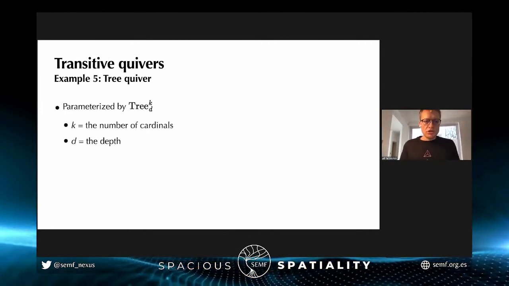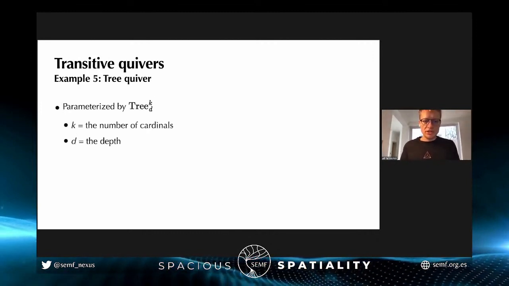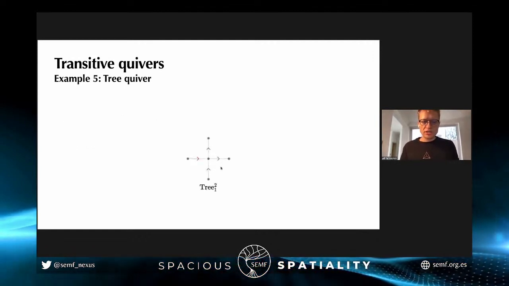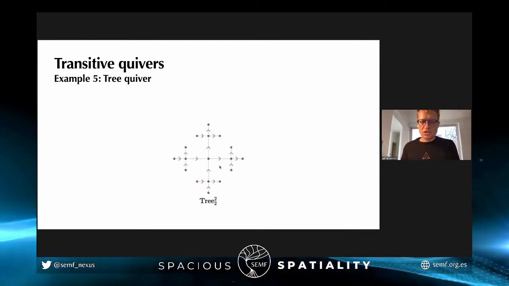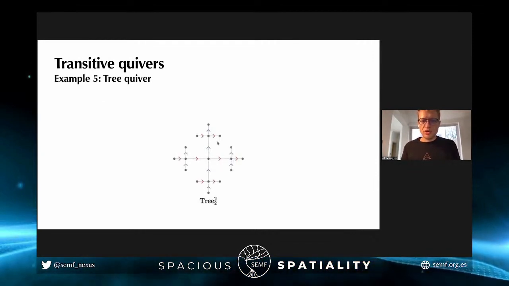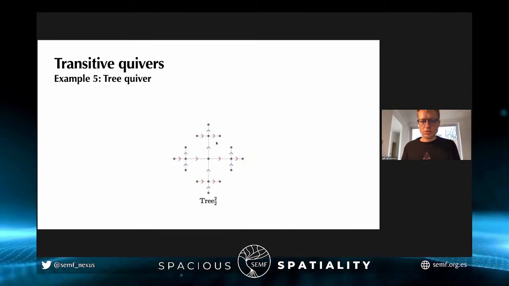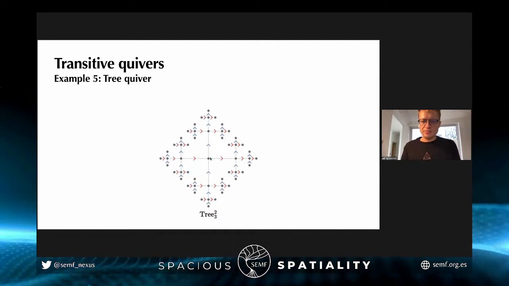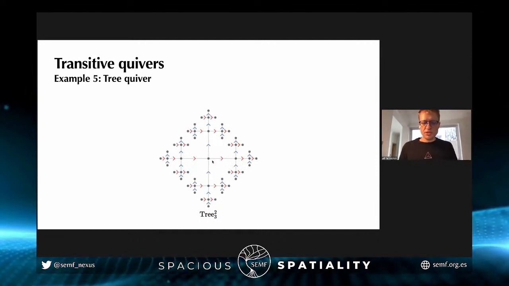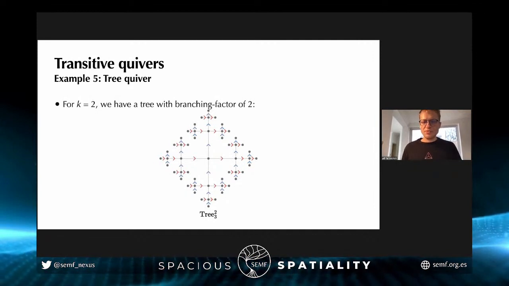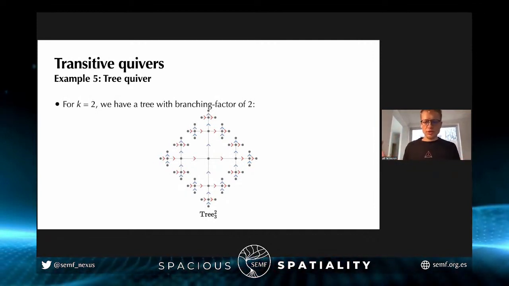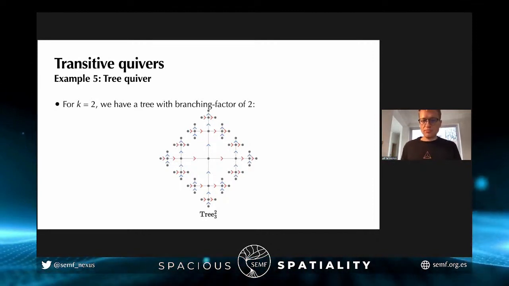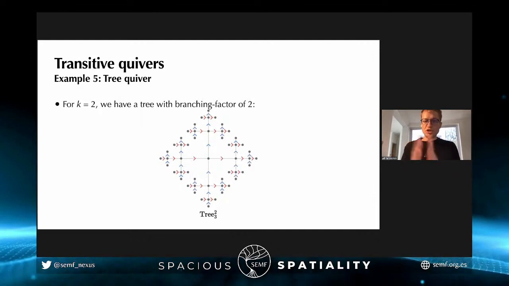So this is what's called a tree quiver. In a tree quiver, we start with a vertex and we always reach a distinct vertex, no matter what path we take, no matter what cardinals we move along. And it keeps going like this. They never reconnect. It's obvious why you call it a tree, of course, but for the infinite case, there's no particular center vertex. You could start anywhere and it'll look the same. This is a tree with two cardinals. Another way to think about it is that it has a branching factor of two.